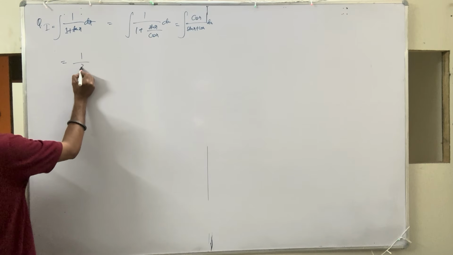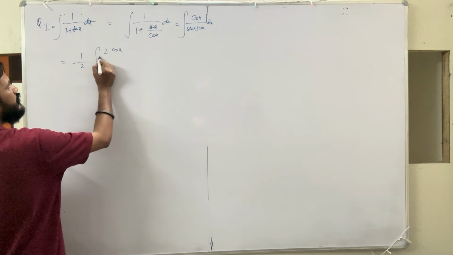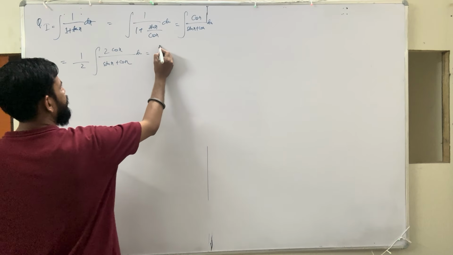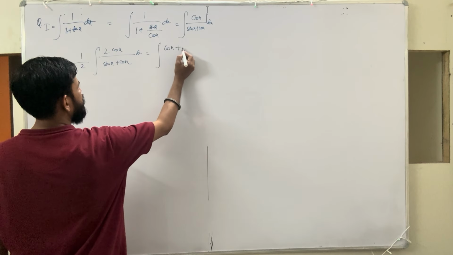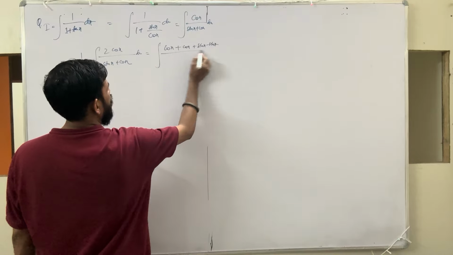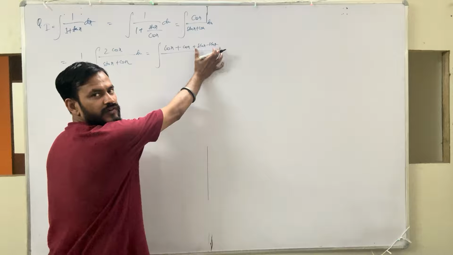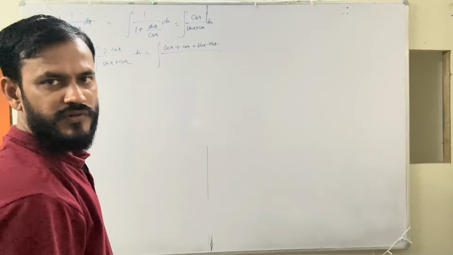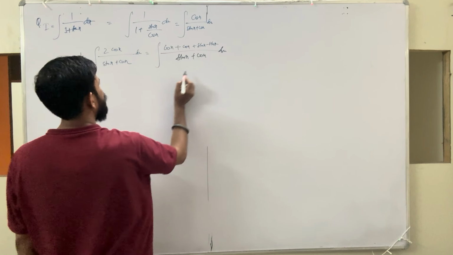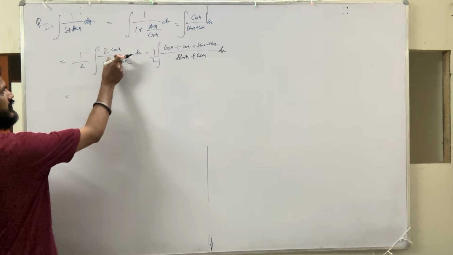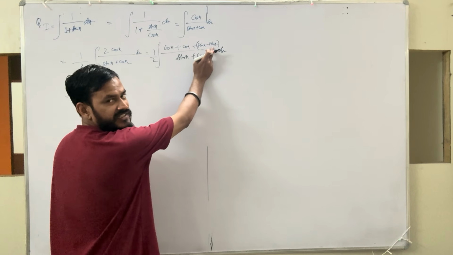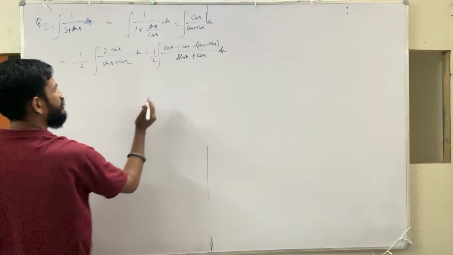Now we'll have to do some trick. Divide by 2, multiply by 2, 2 cos x by sin x plus cos x dx. Now this 2 cos x can be written as cos x plus cos x, and then I add sin x, I subtract sin x. I'm allowed to add and subtract sin x, so the overall sum will be 0. So what we did, I wrote 2 cos x as cos x plus cos x, and then I added sin x and I subtracted sin x. Their sum will be 0.